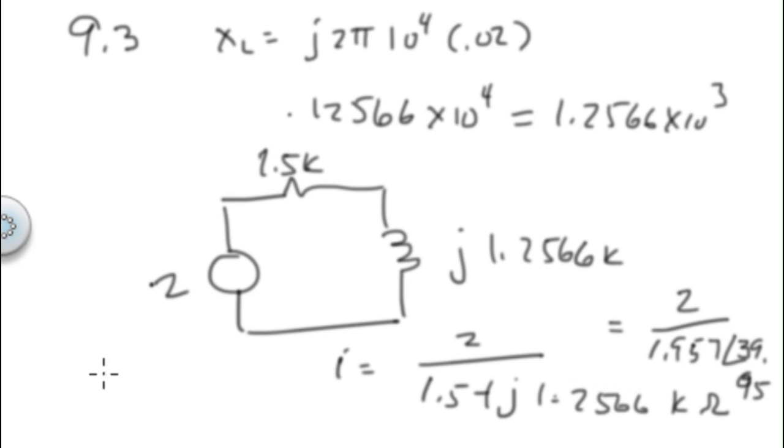So our answer is I is equal to 2 divided by 1.957, or 1.022 at angle minus 39.95 milliamps. That's our answer, and then we multiply that by 1.5k to get our voltage, and multiply that by this to get our voltage across the inductor, and we're all set.